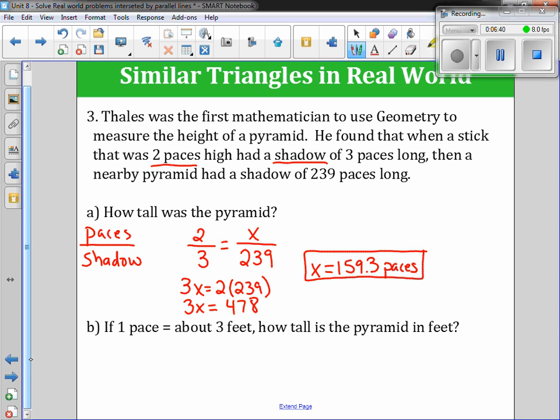So if one pace is 3 feet, how tall will the pyramid be? So we're going to set up another proportion to show that one pace is equal to 3 feet. Well, if I know that I have 159.3 paces, and I want to know how many feet that is, then I know that x is equal to 3 times 159.3, which tells me that the pyramid is 478 feet.